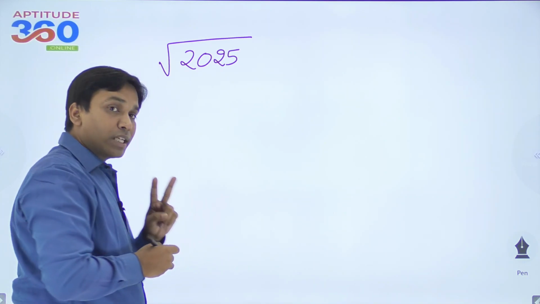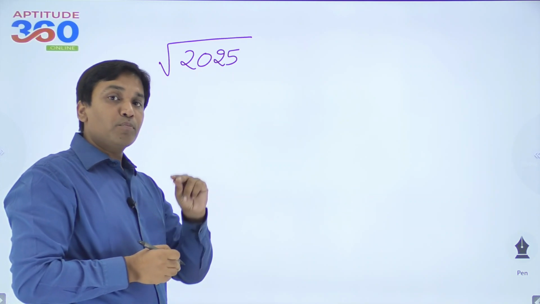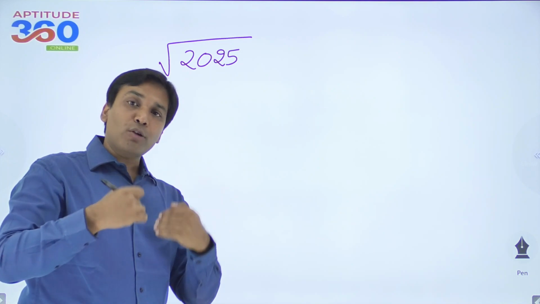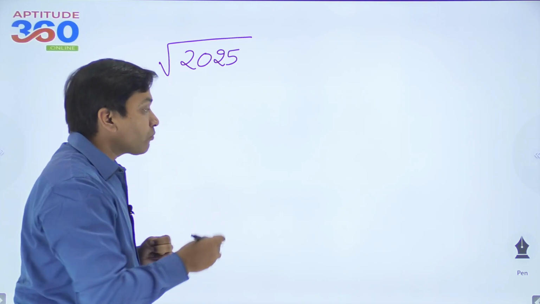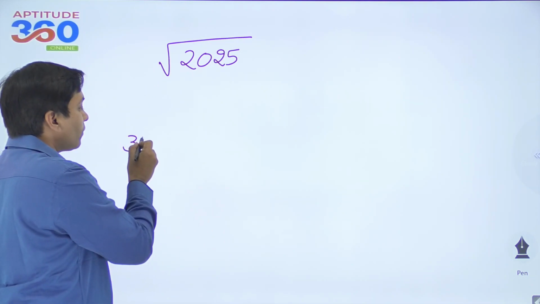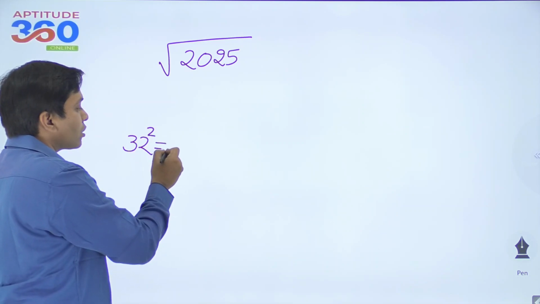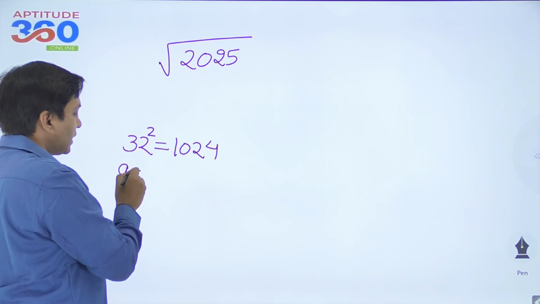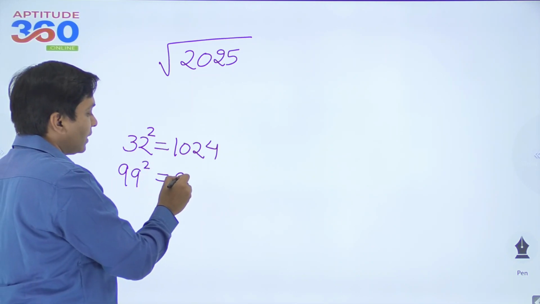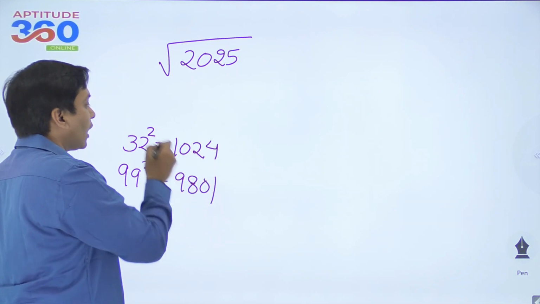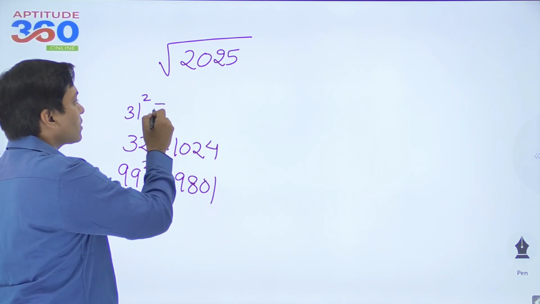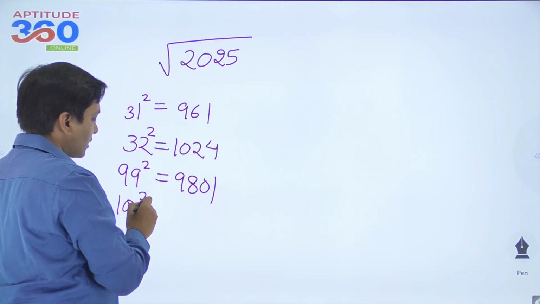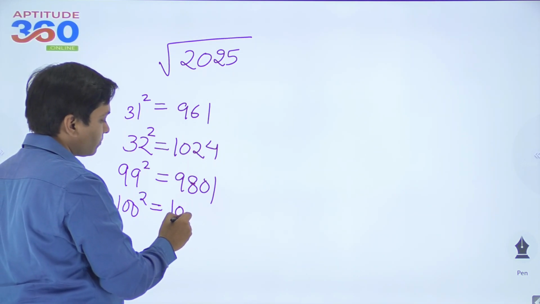Why does this happen? Listen to the statement once again. If your perfect square number is a 4-digit number, its square root is going to be a 2-digit number, because 32 square is equal to 1024 and 99 square is equal to 9801. And if I write 31 square, it is 961, and 100 square is going to be 10,000.